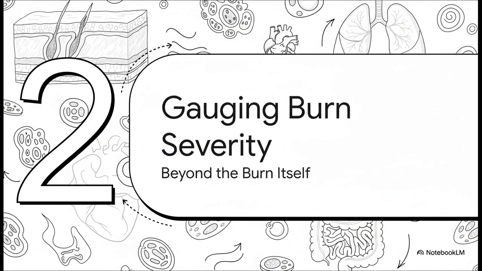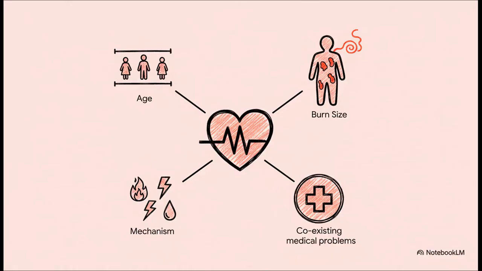Now, let's build on that, because a burn injury is never, ever just about the skin. To really understand how severe it is and what the likely outcome will be, you have to look beyond the wound itself. The patient's age, the total body surface area that's been burned, and whether there is an inhalation injury, those are the 3 biggest factors that determine survival. But you also have to factor in things like pre-existing conditions, diabetes or heart disease, and how the burn happened. An electrical burn, for instance, is a completely different beast than a simple scald burn. It's a systemic event, not just a skin problem.